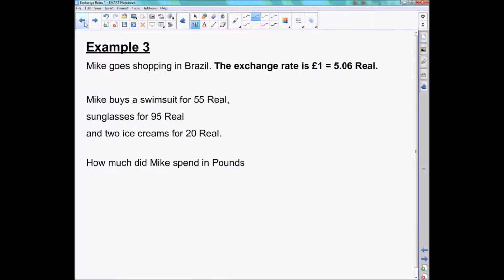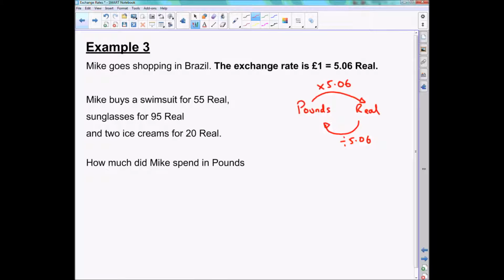Okay, so to start this, we're going to treat this like any other exchange rate question, and we're going to draw our little exchange circles. Okay, so we'll write pounds and real. Okay, so to change pounds to real, because pounds has the 1 by it, we need to times by the exchange rate. And to go backwards, we're going to divide by the exchange rate.